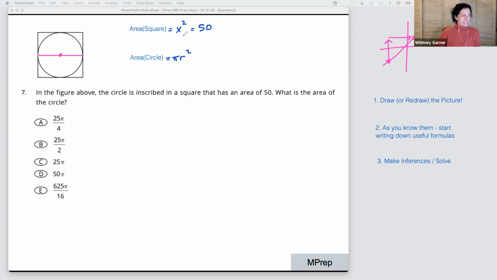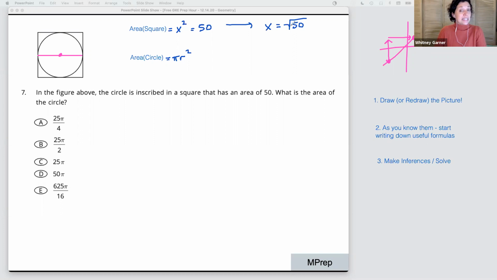what in the world is x? That's not a pretty number. What's x? I'm going to take the square root of both sides. And here's the beauty: I'm going to leave it alone. x is the square root of 50. I'm not going to mess with it. I'm not going to try and simplify it. I'm just going to leave it right alone. Okay? And we'll see what happens when we just leave it right alone.